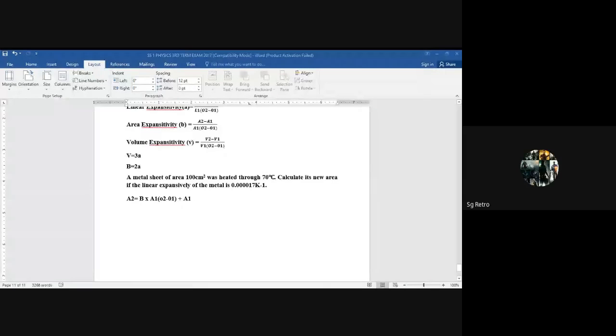I would also want you to go and read up, still on thermal expansivity. You may want to write this down: apparent and real cubic or volume expansivity. Apparent and what? It's in your textbook. Go and read it up. Apparent and real volume expansivity, or real cubic expansivity.